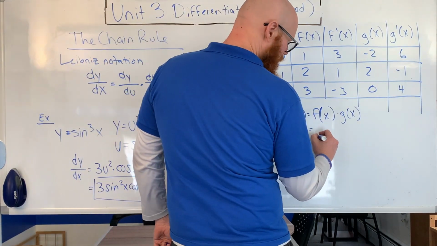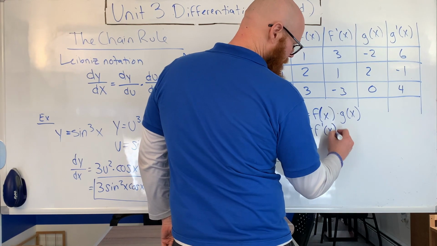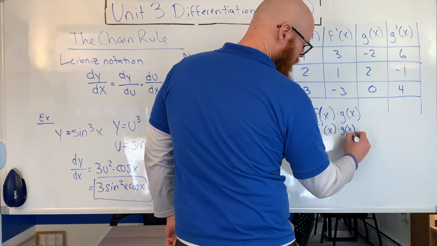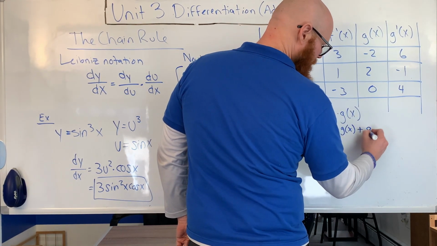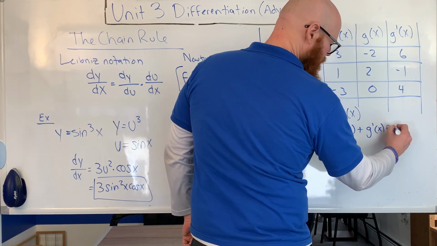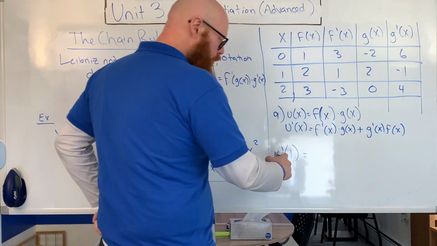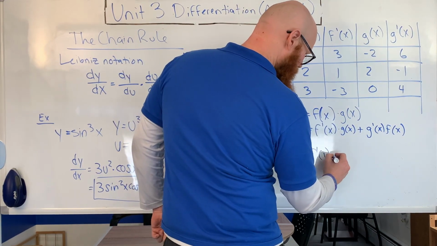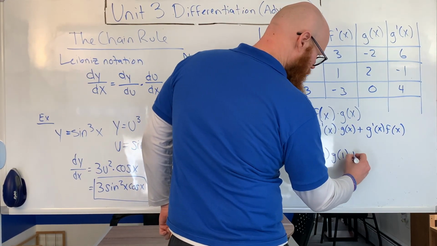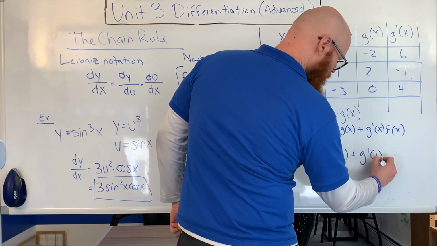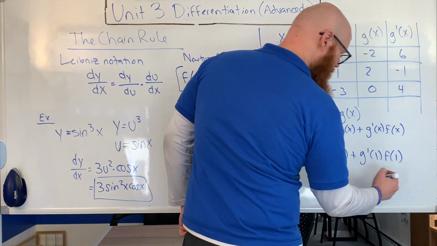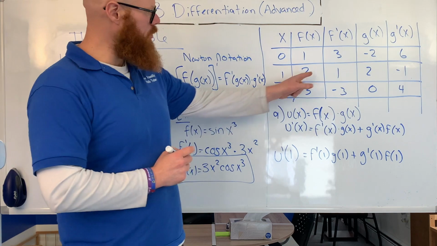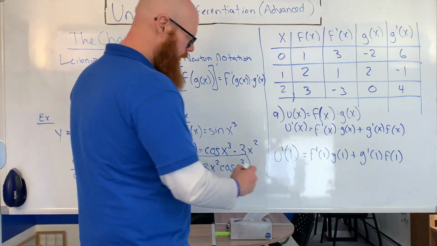So the derivative of the first function is f prime of x times the second function, plus the derivative of the second function times the first function. So u prime of 1 would just be plugging in 1 to all of these. So f prime of 1 times g of 1 plus g prime of 1 times f of 1. And then we don't know these functions, but we use the table to help us get all those values.